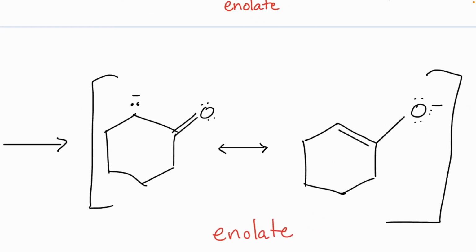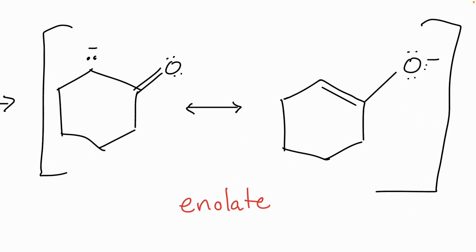If we look at our 2 structures of our enolate ion, this one would be considered more stable because the oxygen is the one with the negative charge. Oxygen has its full octet. Oxygen's more electronegative as well, so it's a little bit happier having that negative charge. But this one right here is going to be the one that's more important to the chemistry of these molecules.